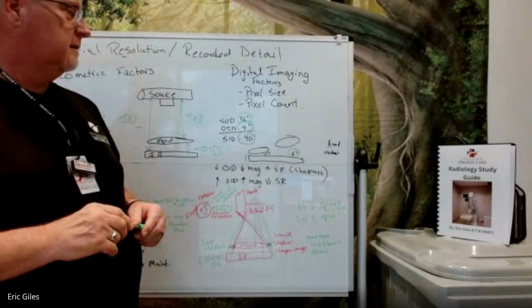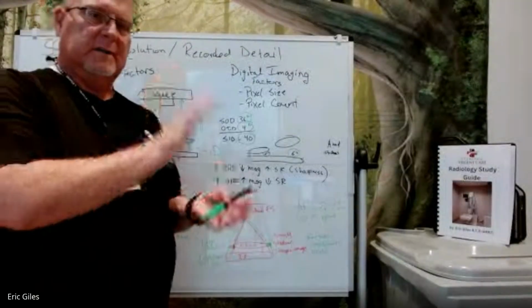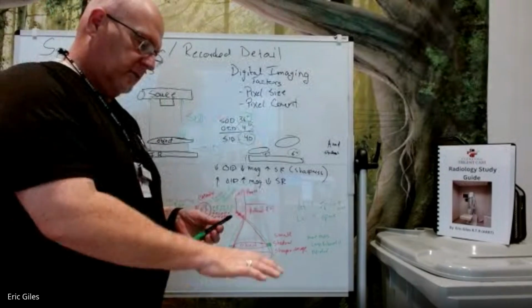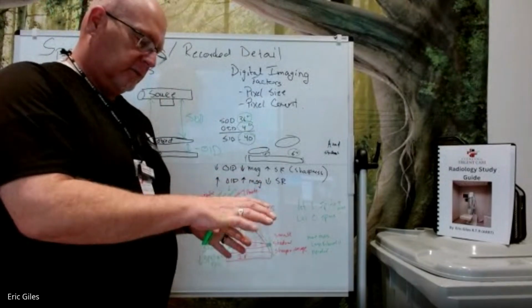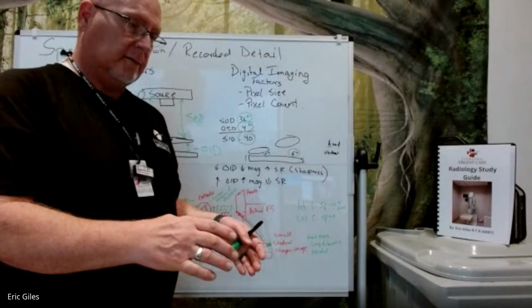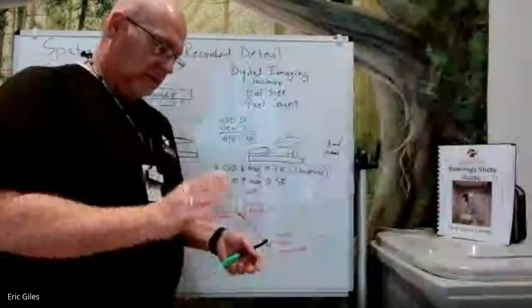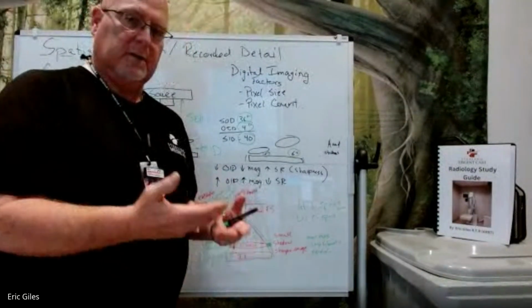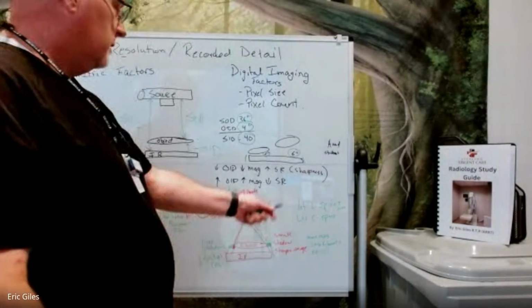But when you think about OID, think about the hand. The further you get away from the image receptor, the larger your hand's going to be and the less sharp it's going to be. The closer you get, the sharper and smaller it's going to be. Okay, that's how OID works.